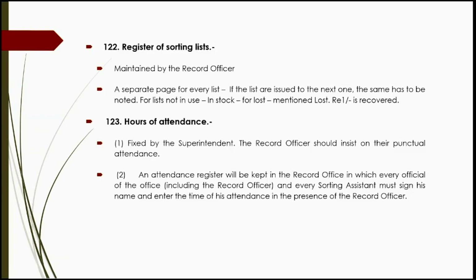Next is hours of attendance, which is rule number 123. We saw that attendance is very, very important when it comes to the mail offices and sections. So in the record office also, the hours of attendance are fixed by the superintendent, so naturally they will insist on punctuality. It is just like an attendance register. What is the purpose of the attendance register? Whoever is going to be present in that office will sign the attendance register in the presence of the record officer.